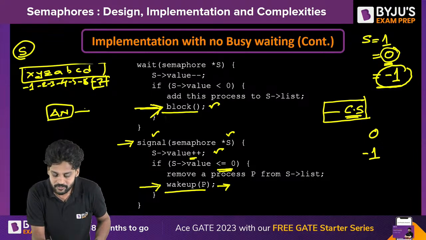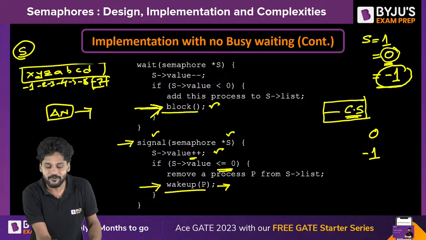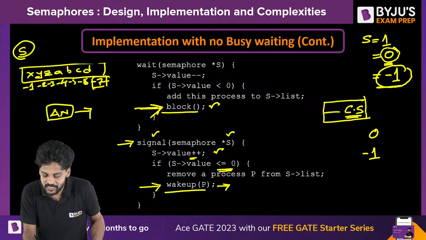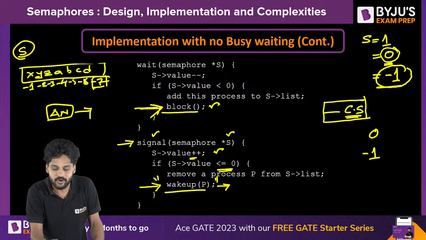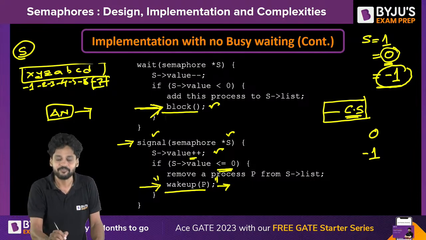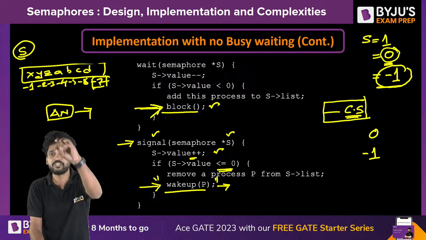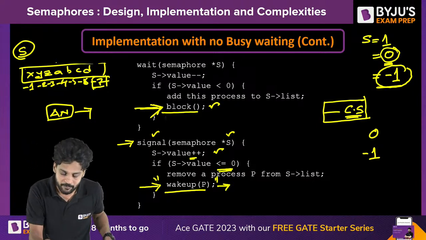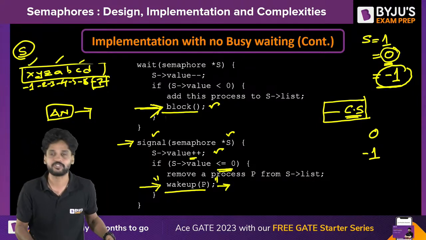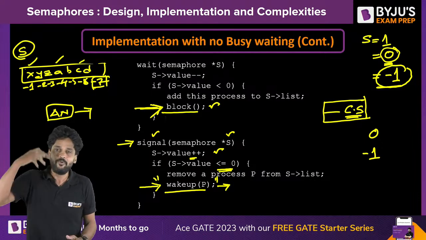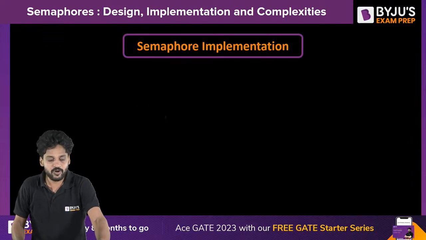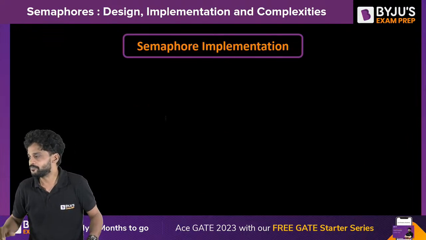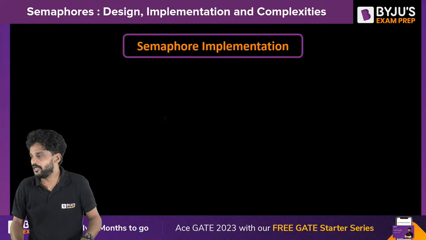The moment I come out, I need to invoke at least one of you guys. For that, I will perform a wake up system call. When I execute a wake up system call, the operating system will invoke exactly one process from this waiting queue, one process randomly. It may be A process, it may be C process, it may be X process. But one process which has been blocked for that semaphore will be invoked. So that is the wake up operation. Any doubt so far?